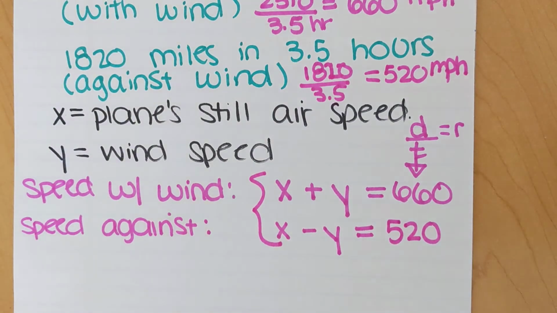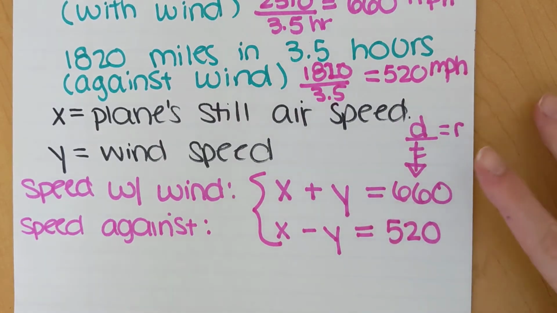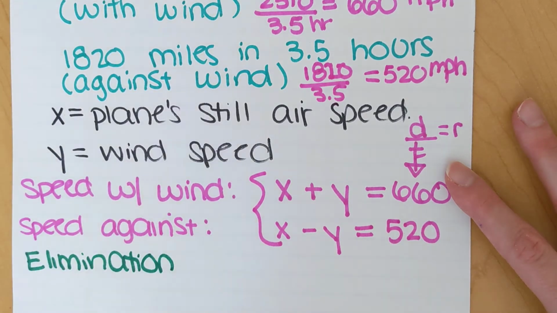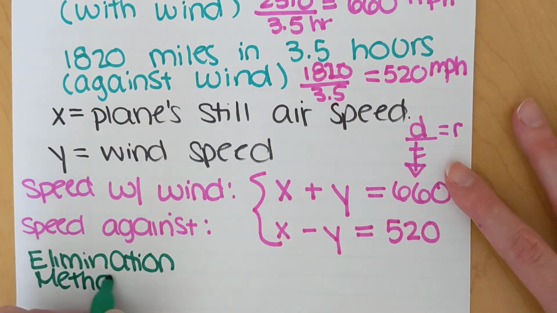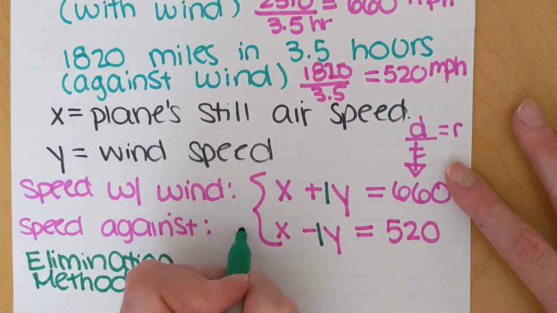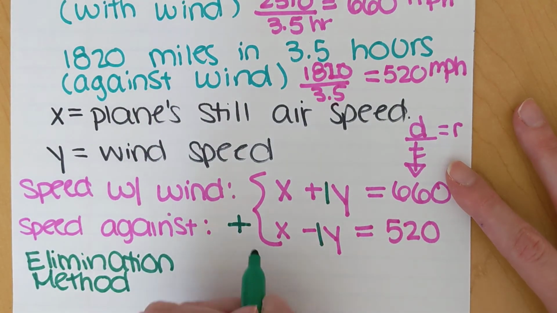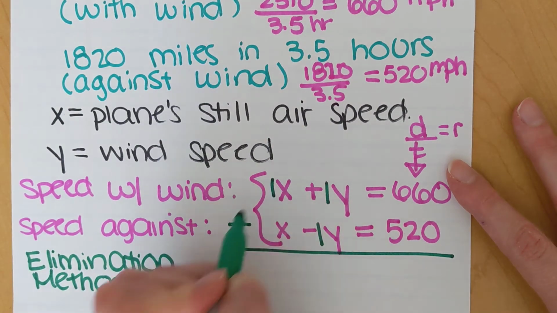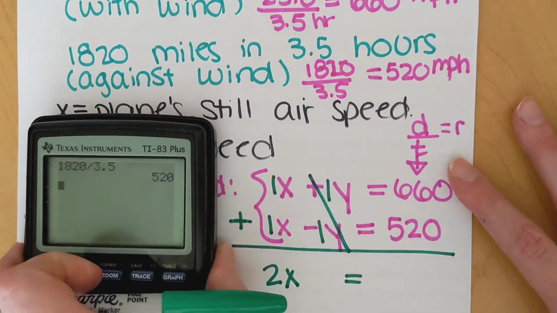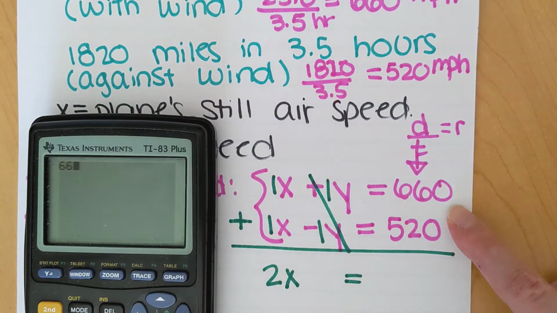And you'll notice here, this linear system is really set up very nicely for elimination because you do have a plus y and a minus y. So the easiest thing to do is going to be to use your elimination method. Remember, for the elimination method, we need those opposite coefficients, and we do have those, the plus 1 and the minus 1. So we can immediately just add the two equations together. So 1x plus 1x is going to give you a 2x. The y's are going to be eliminated, crossed out. And then adding the 660 plus the 520, that gives us 1180.